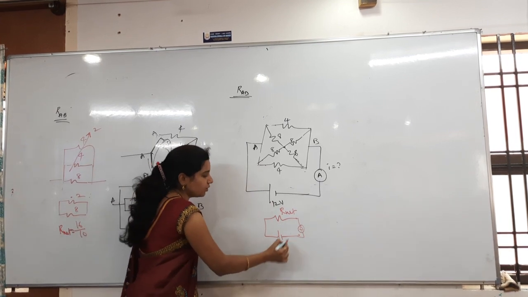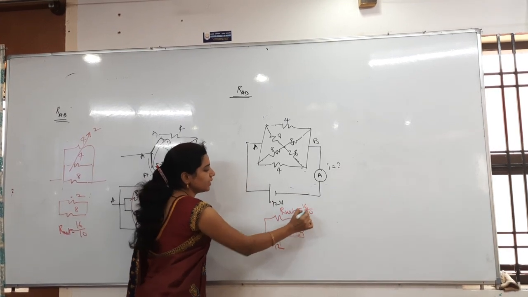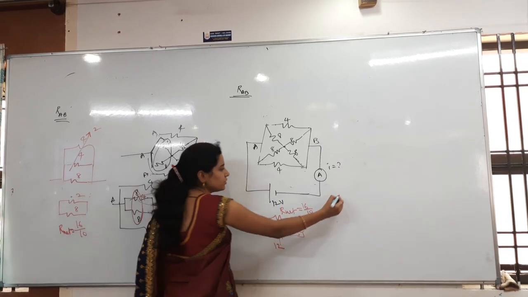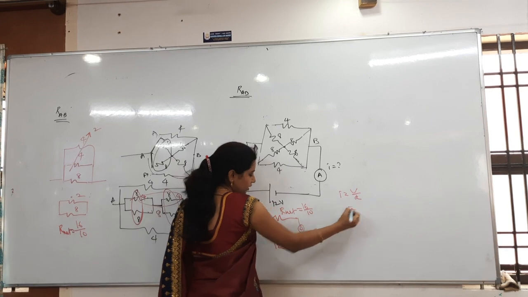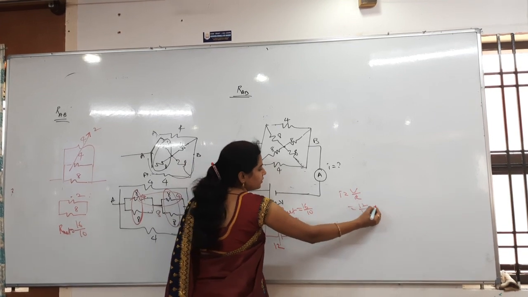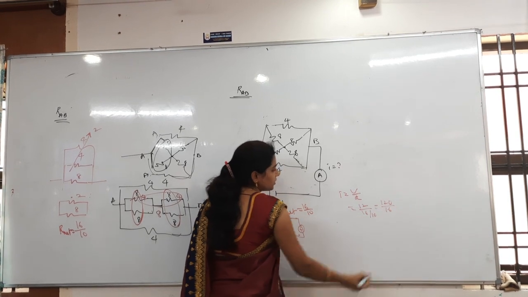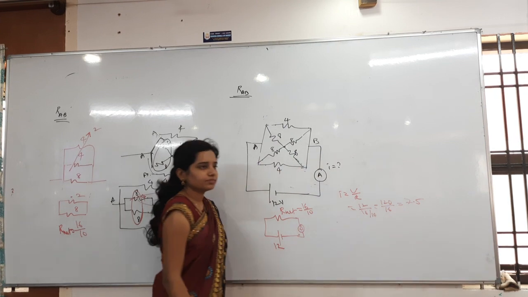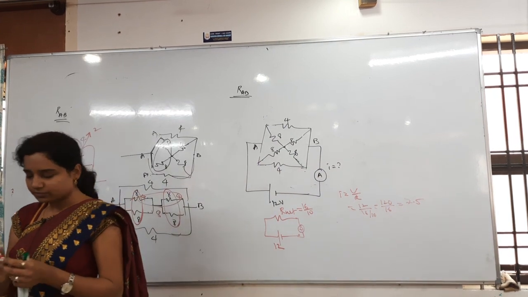Voltage is how much here? 12 and then this is how much here? 16 by 10. Now what is the formula for us? I is equal to V by R. V is how much here? 12 and then R is how much? 16 by 10. Then how much do we get here? 120 by 16. What is the answer? 7.5. That's the final answer.